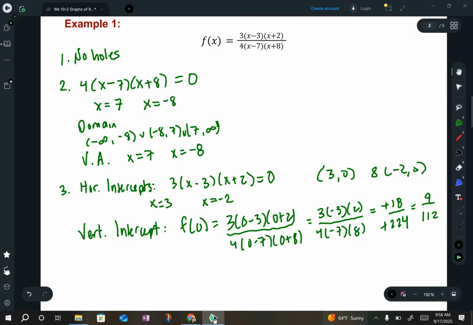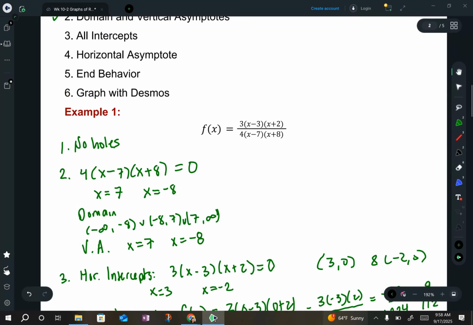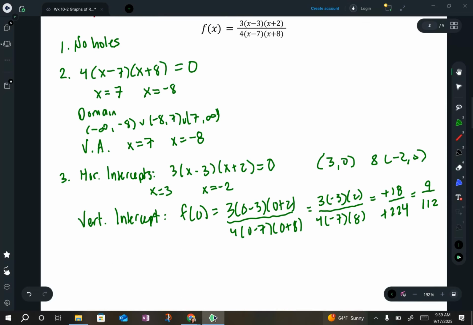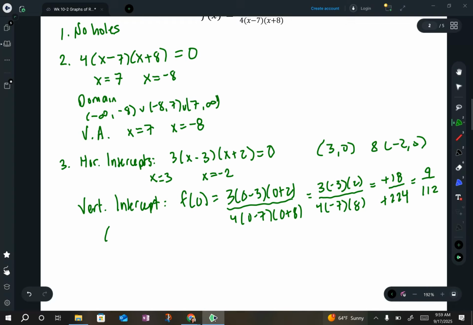And now that's 3 done. Check. All my intercepts are found. Well, let's go ahead and write that as an intercept. That'll be good. So my vertical intercept is (0, 9 over 112).